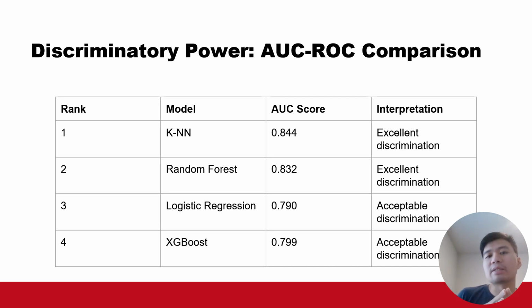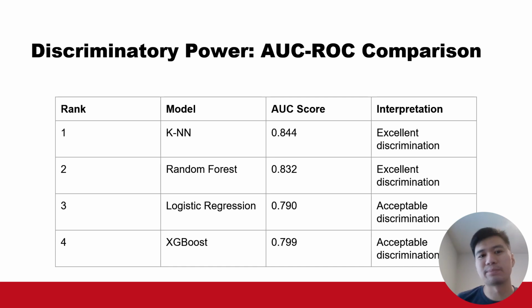It means that there's an 84.4% probability that if we randomly select one patient with heart disease and one patient without heart disease, our KNN model will assign a higher disease probability to the patient who actually does have the disease. That's very strong discriminatory capability. To put this in perspective, an AUC of 0.5 would be no better than just random guessing.